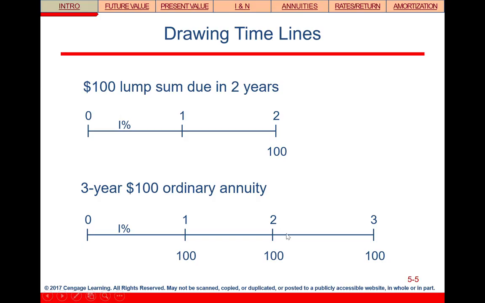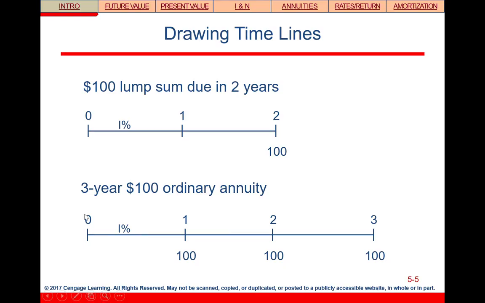And then the second exercise is to draw a 3-year, $100 ordinary annuity. We haven't yet discussed what an annuity is, but basically you can understand an annuity as a series of payments, where an equal amount of money is paid at the end of each period. So this is a 3-year annuity, which means that this annuity lasts for 3 years. At the end of each of the 3 years, you receive a payment, which is $100.